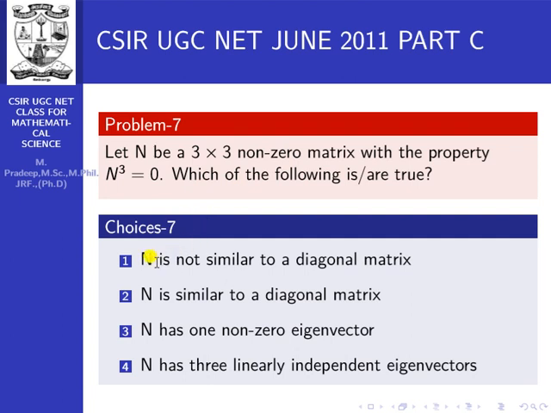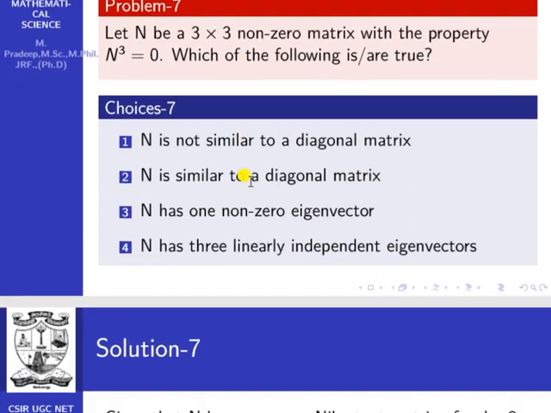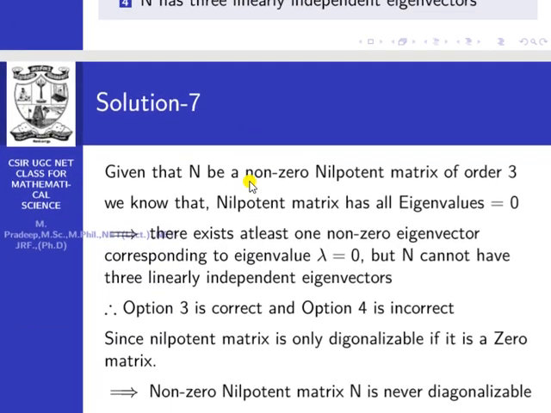The choices are: N is not similar to a diagonal matrix; N is similar to a diagonal matrix; N has one non-zero eigenvector; N has 3 linearly independent eigenvectors. First of all, N cube equal to 0 for a non-zero matrix, what is the meaning? N is a non-zero nilpotent matrix.